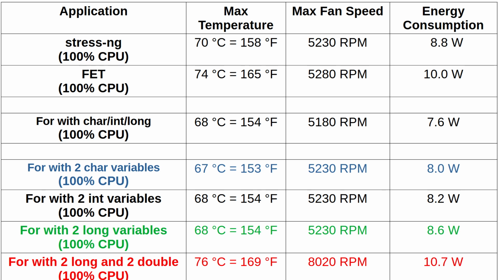My new program reaches a maximum temperature of 76 degrees Celsius. And the fan rotates at over 8000 rounds per minute. The energy consumption is 10.7 watts. I even beat FAT with this. By the way, I carried out today's measurements at a room temperature of just around 17 degrees Celsius.